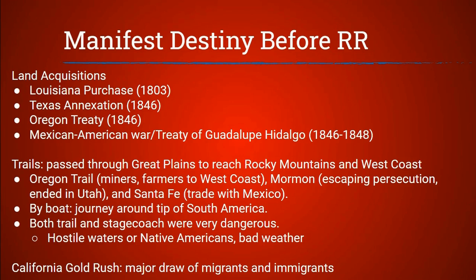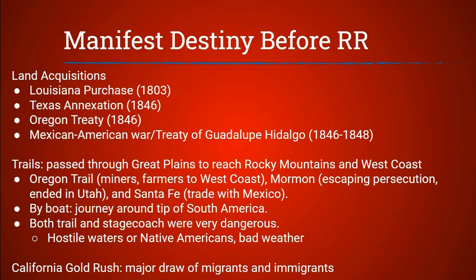These overland routes had to contend with rough terrain, hostile Native Americans, and freezing cold or terribly hot weather. The other option was a boat journey around the tip of South America because there was no Panama Canal yet. This trip had to pass through the Straits of Magellan, which usually had very rough seas.